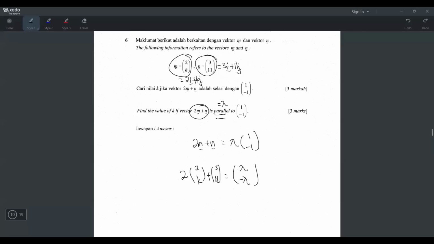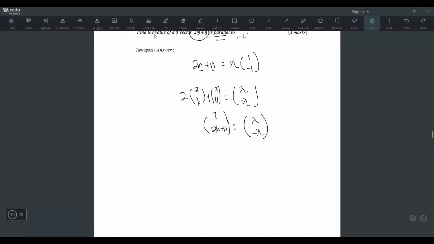What's the reason behind this? It is because I want to make this in terms of ij also, so that I can compare with this other vector later. Okay, 2 times 2 is 4, 4 plus 3 is 7, 2 times k is 2k plus 11 is 2k plus 11. Okay, I actually skipped one step already because I did it fast. I straight away times plus, right? Okay, hopefully you can follow also. So you end up with something like this.